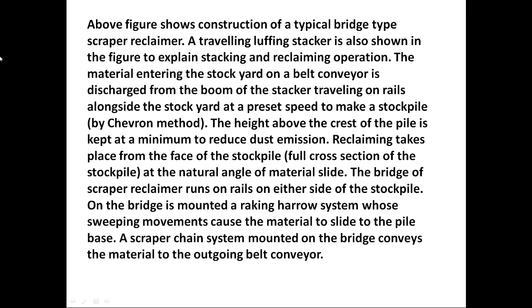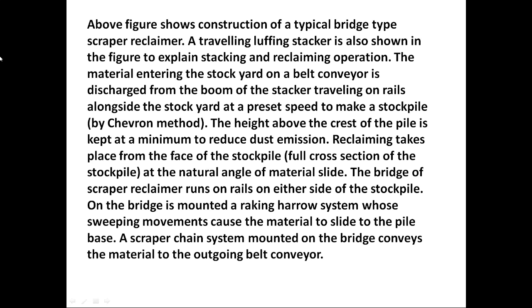The material entering the stockyard on a belt conveyor is discharged from the boom of the stacker traveling on rails alongside the stockyard at a preset speed to make a stockpile by the chevron method. The height above the rest of the pile is kept at a minimum to reduce dust emission.